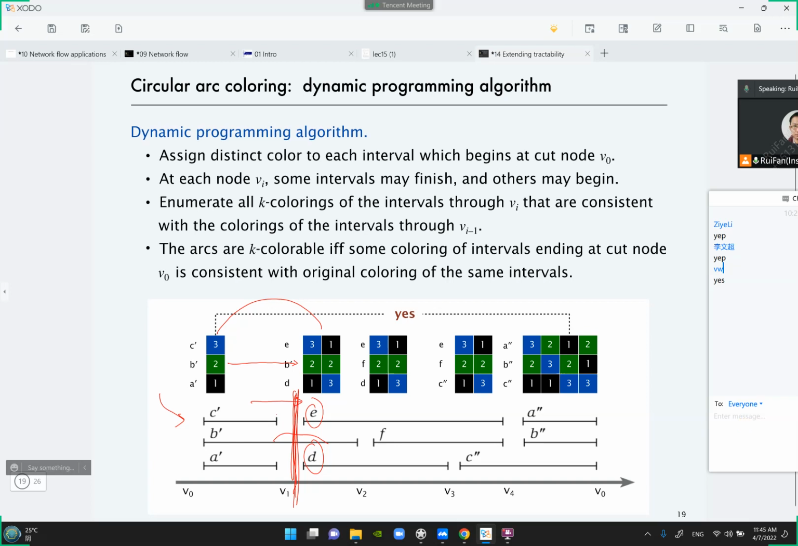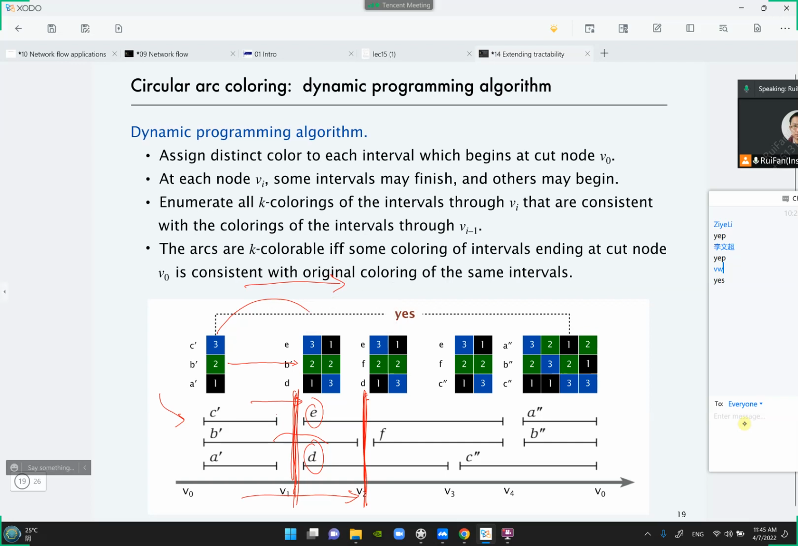What we're going to do in this algorithm is move from left to right in this interval coloring problem. Anytime you get to a location where some interval ends and maybe some new one starts, you look at all the possible colorings at this location which are compatible with the previous colorings. For example, once we get to this location where F starts, we need to look for compatible colorings. Let me just erase this.